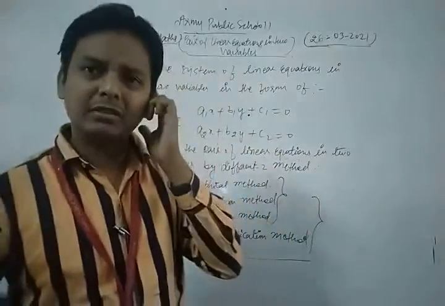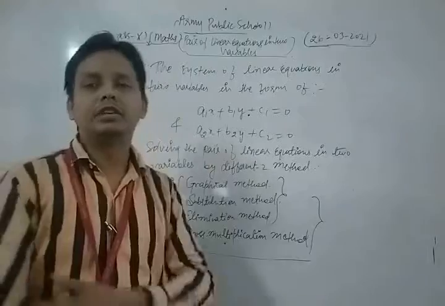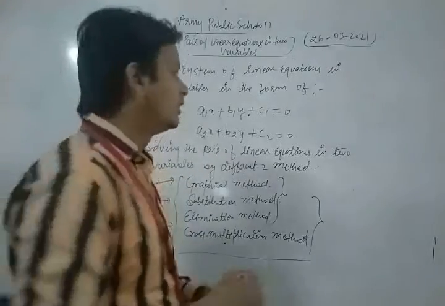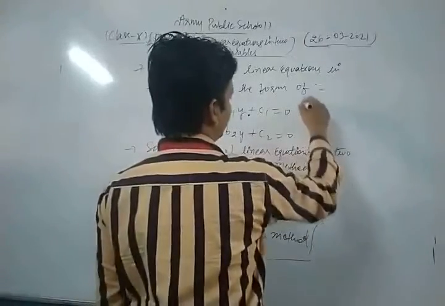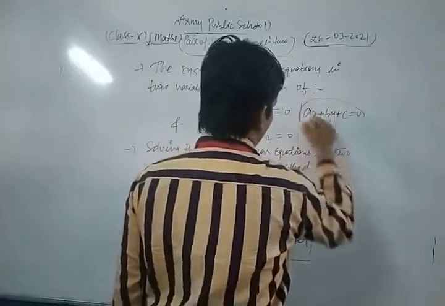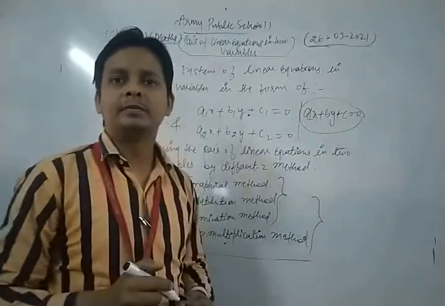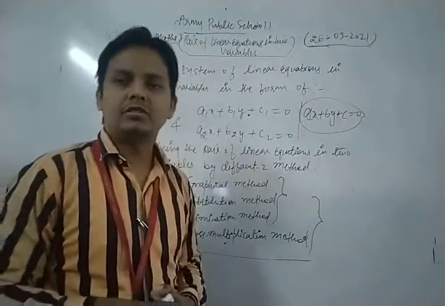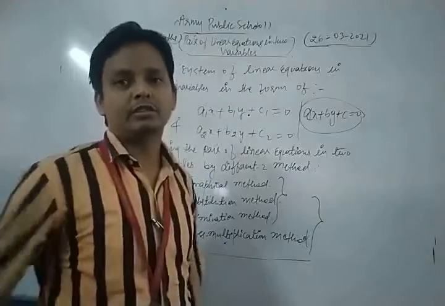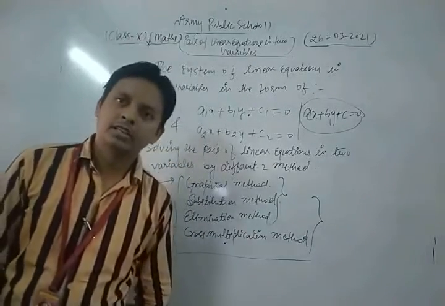Dear students, in the graphical method, as you know from the previous class, we draw the graph of a linear equation of the form ax plus by plus c is equal to 0. And you know, dear students, that the graph of a linear equation is always a straight line. Always a what? Straight line.